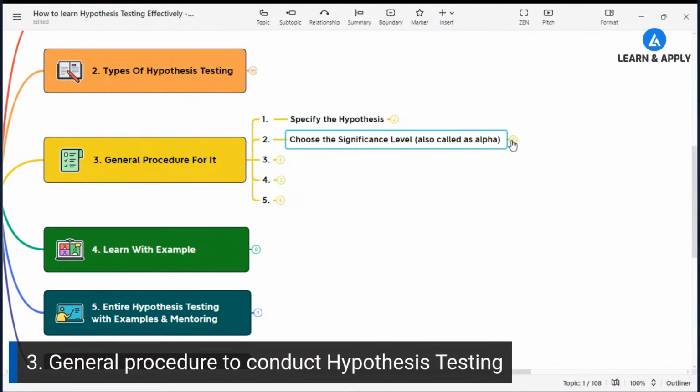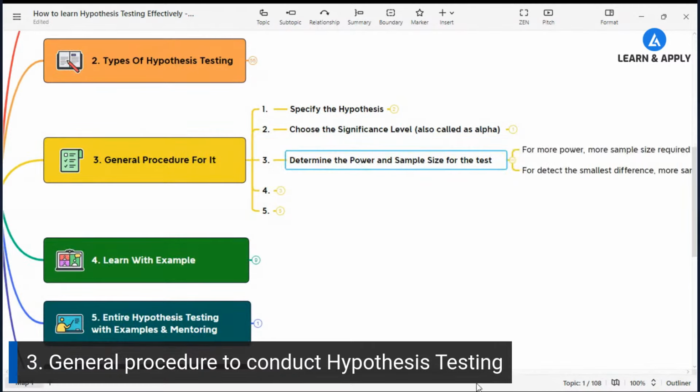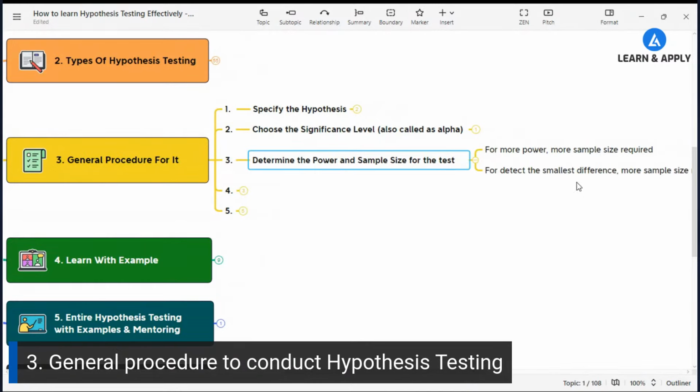Just understand the procedure. Specify the hypothesis, what is the null hypothesis and what is the alternative hypothesis. Then select the significance level. This is alpha, and the default value is 0.05. In the third step, determine the power and sample size for the test. This is because as we increase the sample size, the power of the test increases, and we are able to detect the smallest difference between the values. That's why it's very important to understand, for a particular power, what our sample size should be.